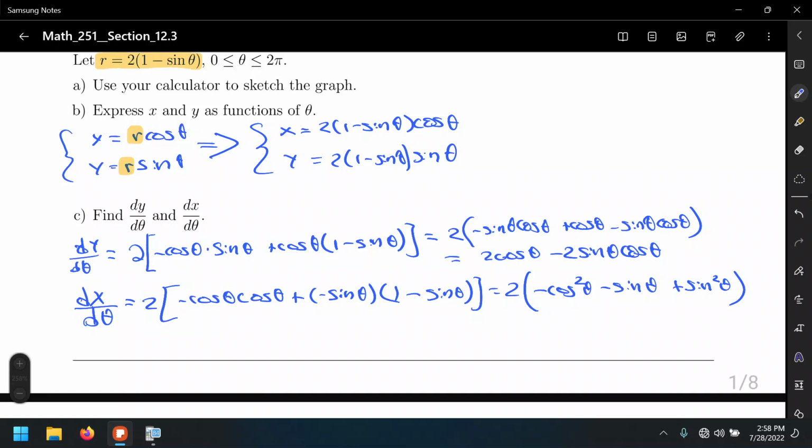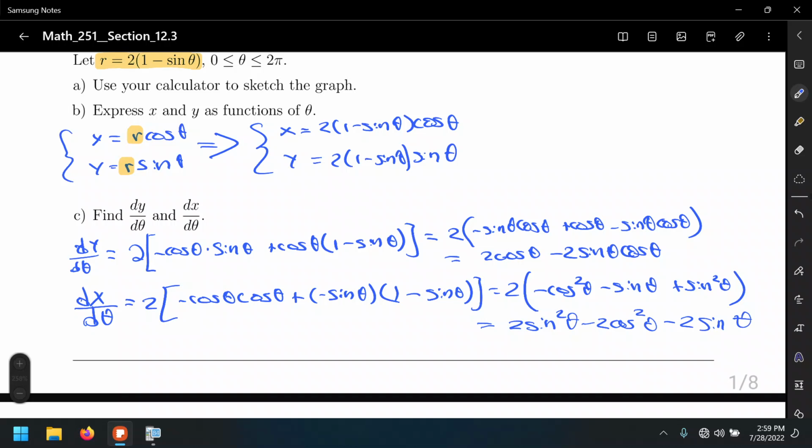Okay, so this simplifies to the following. I'm going to write the sine squared minus cosine squared together. So that's 2 sine squared minus 2 cosine squared minus 2 sine. All right. So we have the two derivatives together.